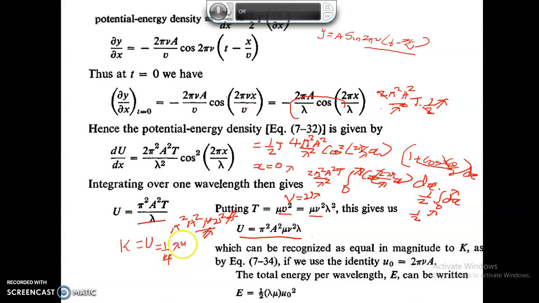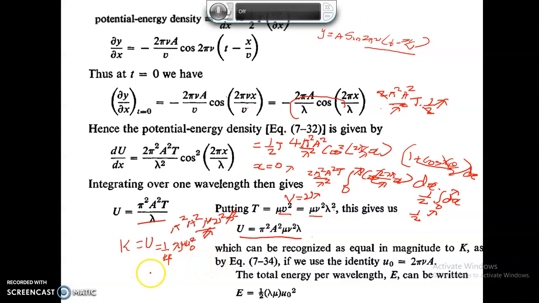lambda mu U0 square, where mu is the linear density, lambda the wavelength, and U0 is the maximum velocity, which follows U0 equal to 2 pi nu A, where nu is the frequency and A is the amplitude of the wave.